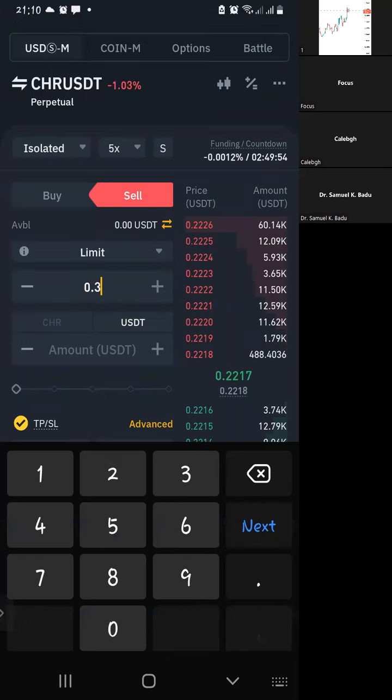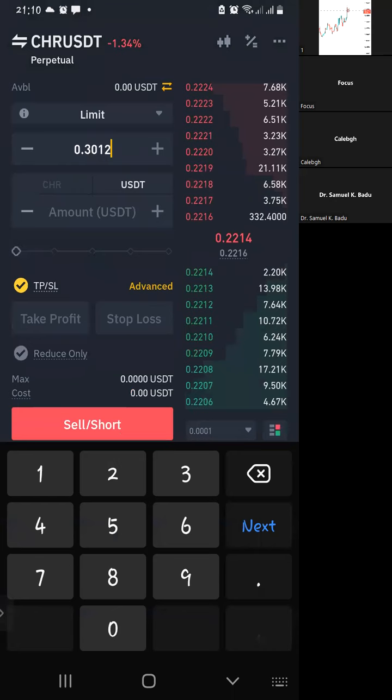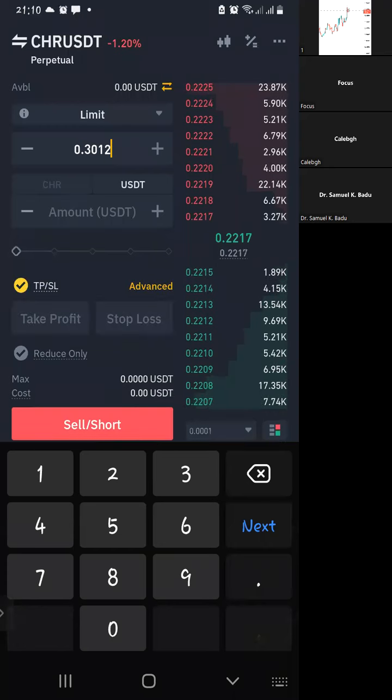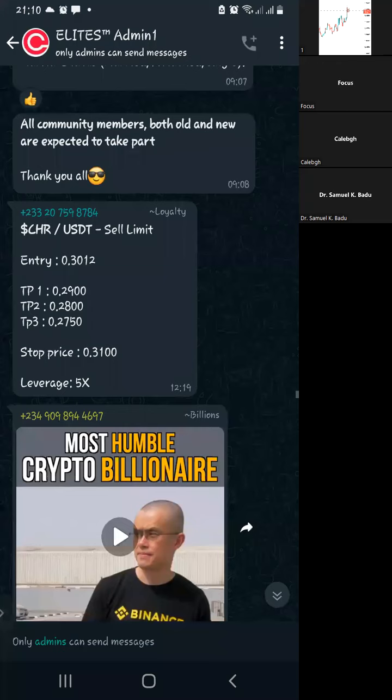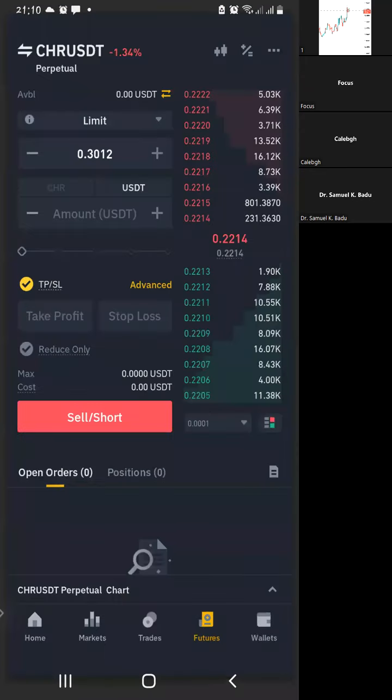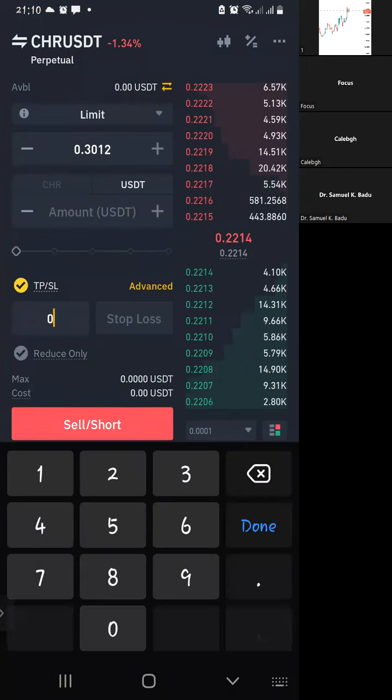So where you have the limit price, you put your entry there, 0.3012. Now, you can see something here where you have TP and SL. When activated, you see it. Okay, TP and SL with the yellow circle close to it. That is where you set your take profit and your stop loss. Now, the first take profit point here is 0.290. The second is 0.2800. So whichever one you are comfortable with, you go for it. So assuming that we are going with the second take profit, which is 0.280, when you come to take profit, you type your 0.2800 here.